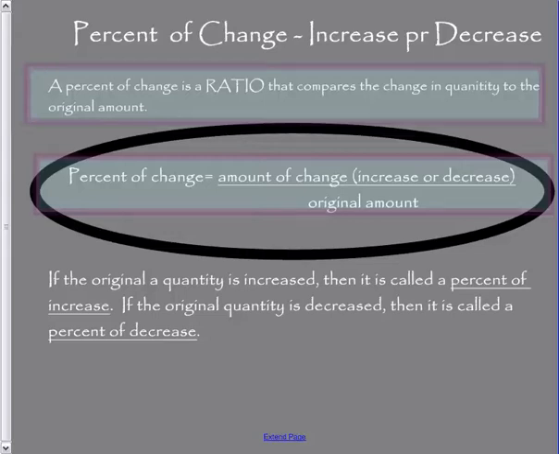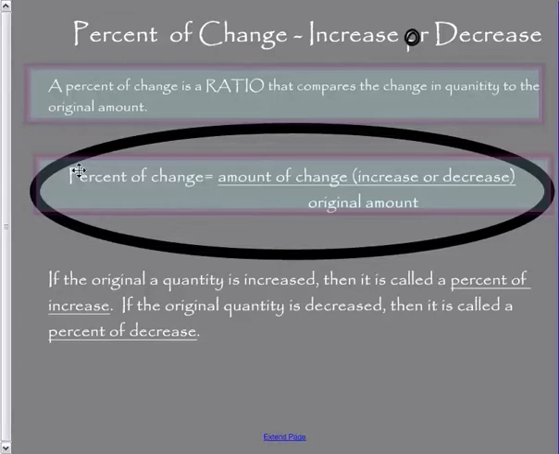Today's video is on percent of increase or decrease of a percent. So percent of change can be an increase or a decrease, okay? A percent of change is a ratio that compares the change in the quantity to the original amount. So how do we find this?